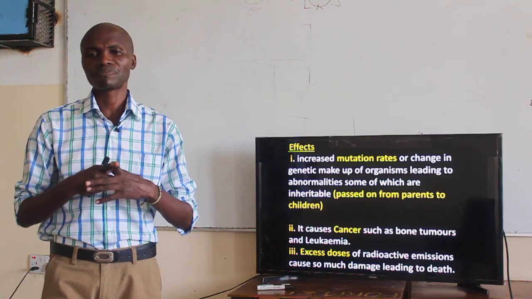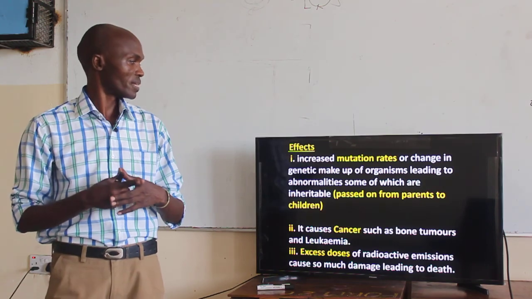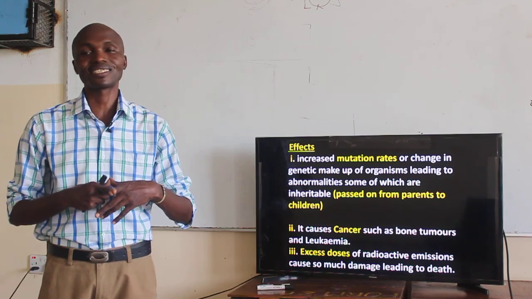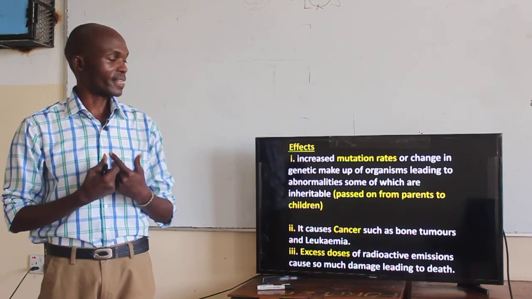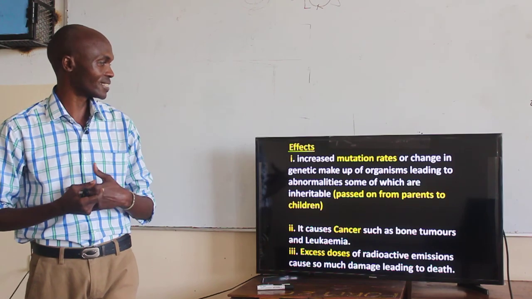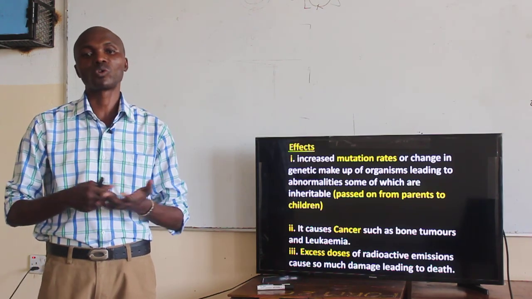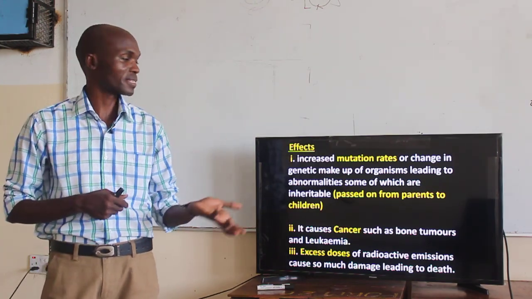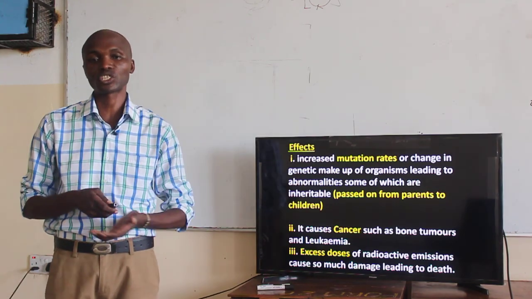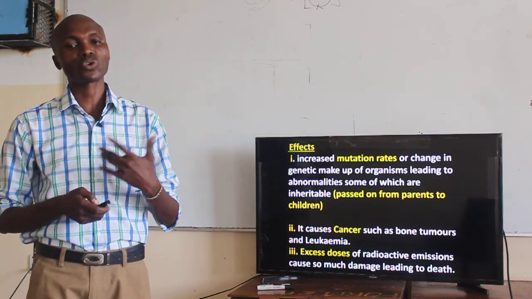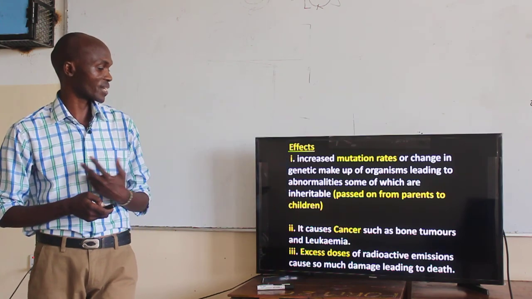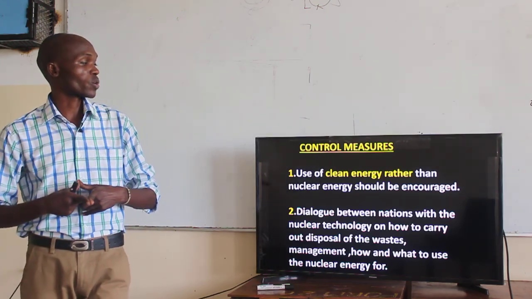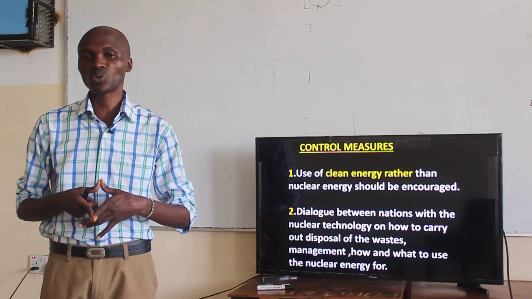Now, the effects of nuclear waste cannot be underrated. One of the greatest challenges is that it increases the mutation rate, meaning that the emissions interfere with the genetic makeup that can lead to different abnormalities. Remember, these are normally inheritable characteristics that can be transmitted from parents to children or future generations. The radiations can also cause cancer, such as bone tumors and leukemia, and of course, excess dosage will ultimately cause death. How do we need to control nuclear emissions?